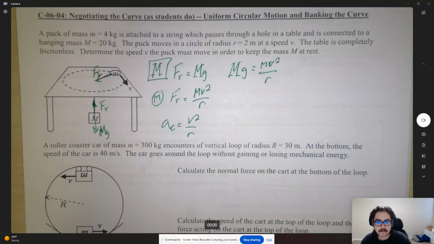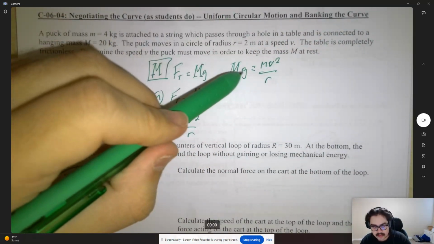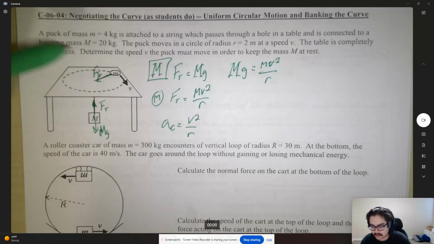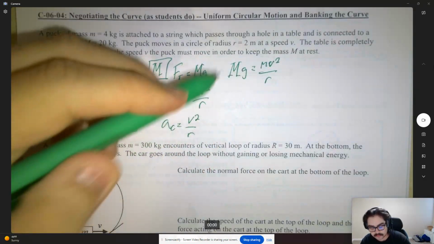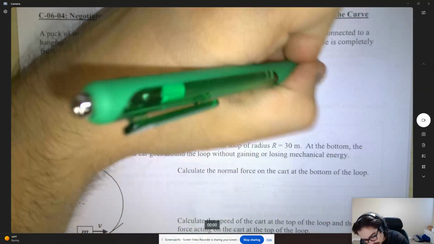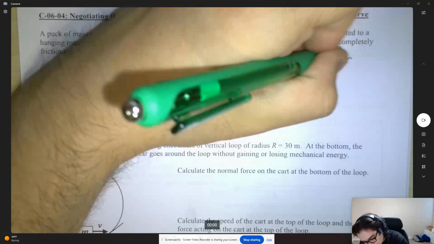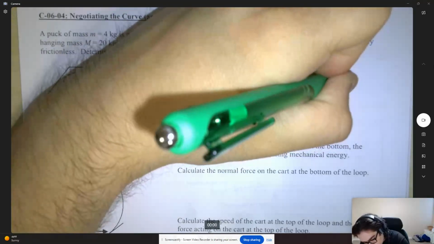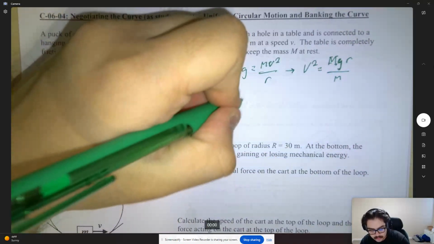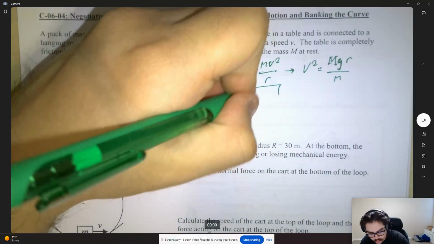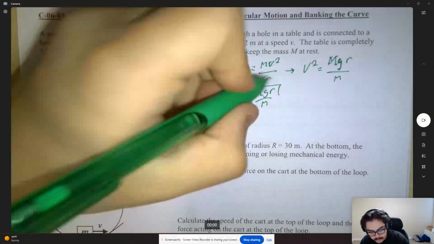Okay, let's see. These two m's can't cancel out because they're not the same. But I can get v by itself. If I multiply r on both sides and divide by little m, I should end up getting v squared equals capital M G R over little m. Then I can root both sides and get my true equation for my velocity, which is the root of capital M G R over little m.